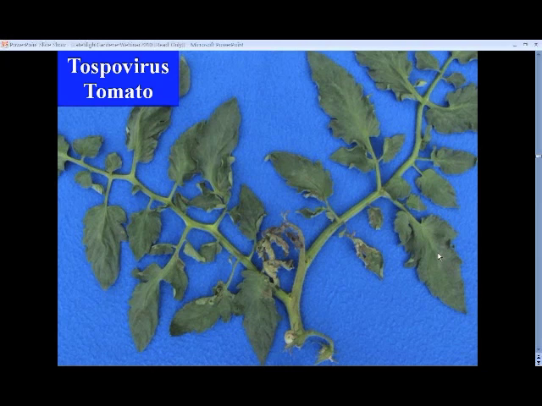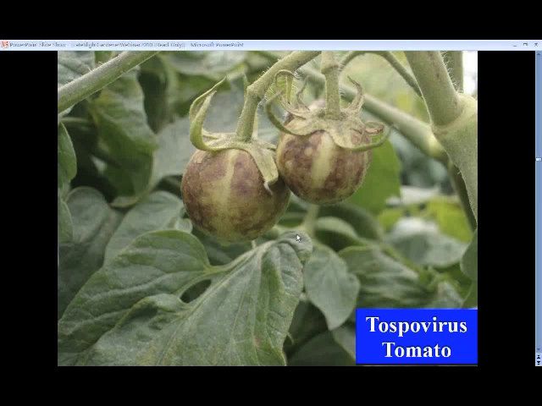There's a virus that can attack tomatoes called Tospovirus. It can cause the same type of dieback. But if you were to look around on this plant, you would see other kinds of symptoms that are unlike late blight.